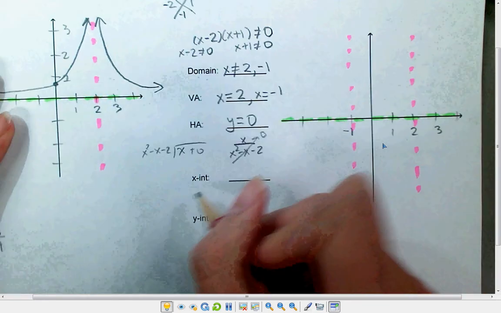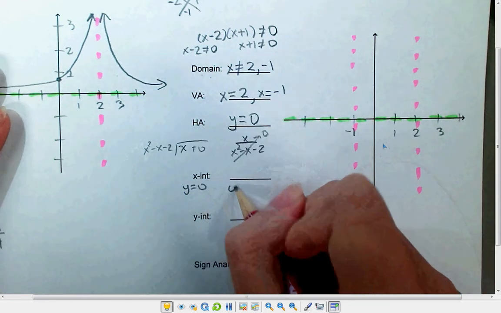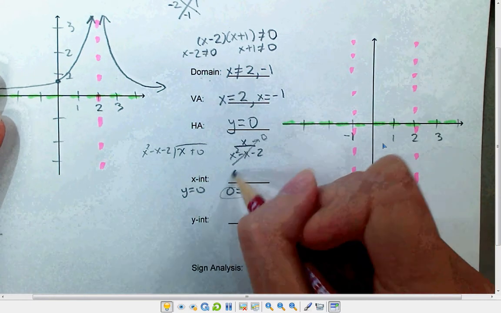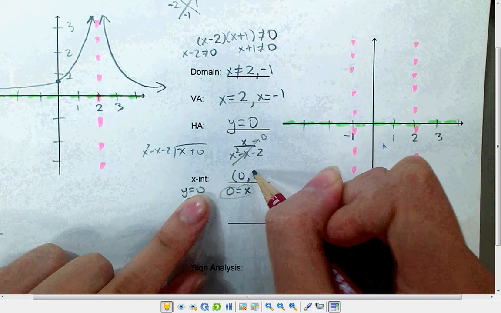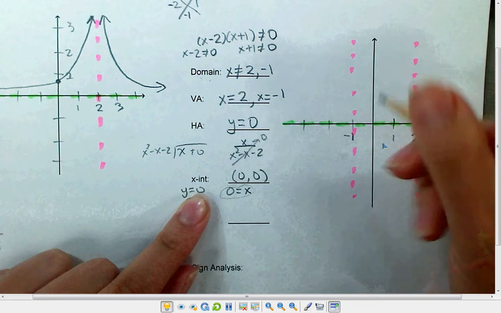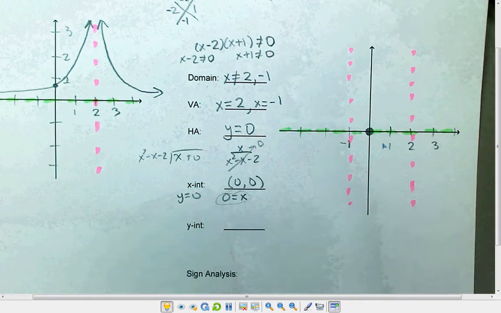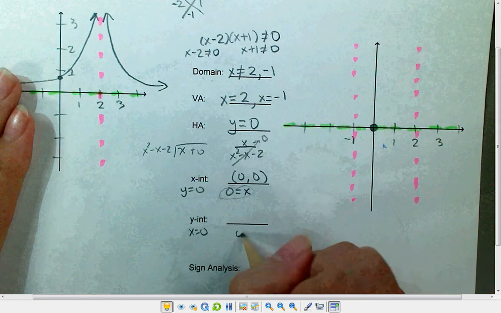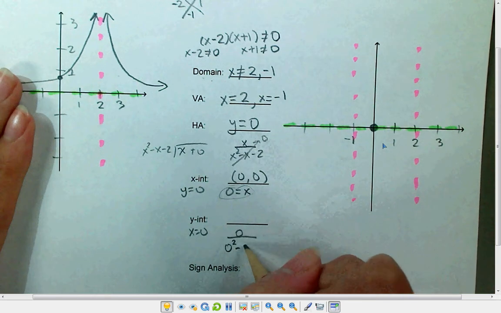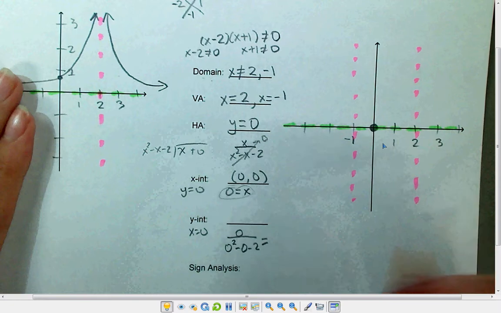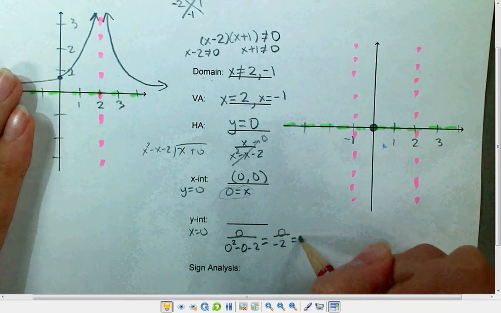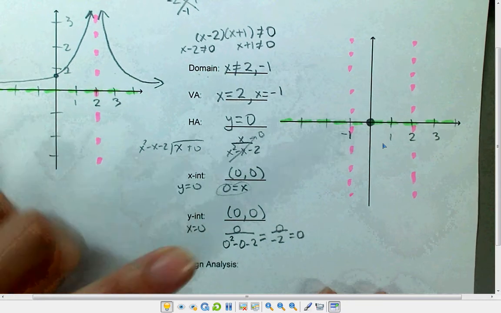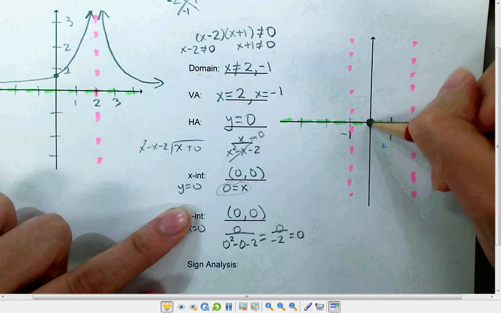Okay, x-intercept, so I want my y to be equal to 0. So 0 equals the numerator. The numerator is just x. So this is actually really simple because x is equal to 0. So 0 and y is also 0, 0. 0, 0 is my x-intercept. I'm going to plot a point right here. For my y-intercept, if x is equal to 0 and I plug it in, so 0 divided by 0 squared minus 0 minus 2. This gives me 0 over negative 2, which is also 0. Which makes sense. My x-intercept is 0, 0, my y-intercept is also 0, 0. So that's the only point I know.